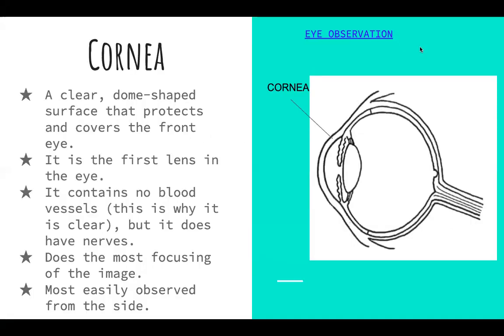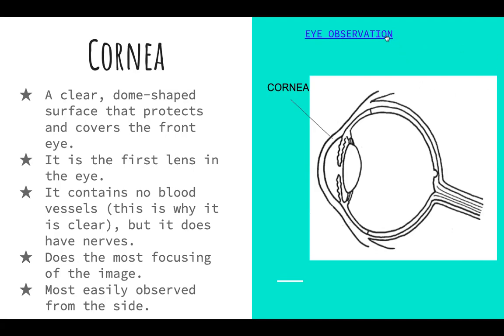The first part that we're going to talk about is the cornea. The cornea is a clear dome-shaped surface that protects and covers the front eye. It is the first lens in the eye. It contains no blood vessels, which is why it's clear, but it does have nerves in there, so it's sensitive. This part of the eye does the most focusing of an image, and it's most easily observed from the side.